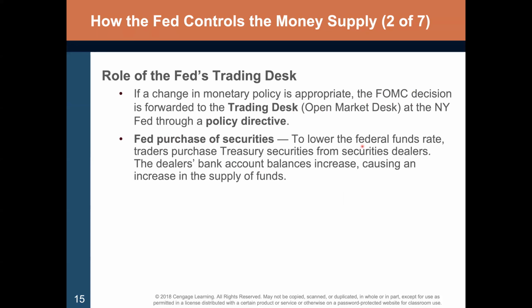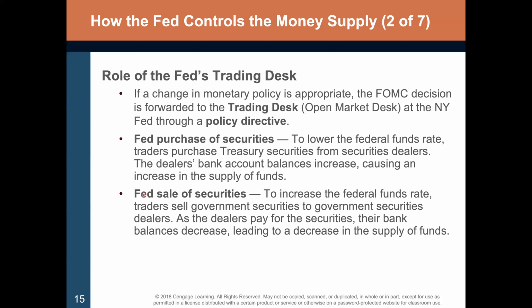So to lower the federal funds rate, traders purchase treasury securities from securities dealers, and the dealers' bank account balances increase, causing an increase in the supply of funds. So the Fed is taking treasury securities off the market and replacing them with cash sitting in the bank accounts of the dealers' banks. And so they're putting money out into the money supply by buying back their own securities.